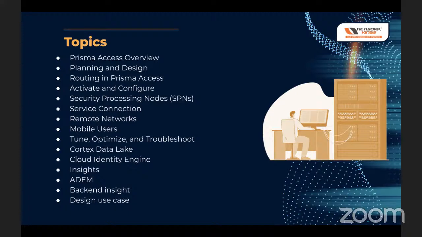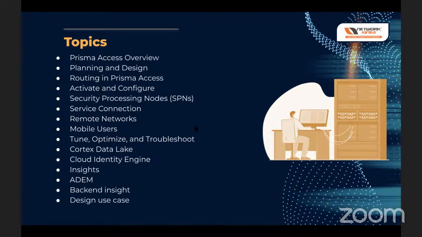Activation and the configuration part. Whenever we purchase a license, we need to activate it, and then we start the configuration process. I'll talk about the security processing nodes. This is the terminology which Prisma Access uses. By the name, it means we are processing the traffic, inspecting the traffic, and applying security policies on the traffic. So on certain components of Prisma Access, security processing happens. All right.